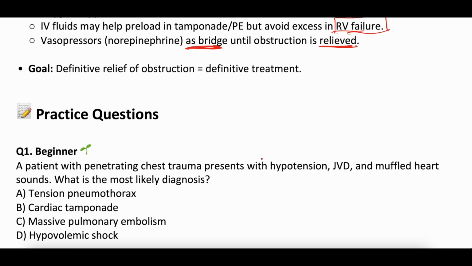Question 1, beginner level. A patient with penetrating chest trauma presents with hypotension, JVD, and muffled heart sounds. What is the most likely diagnosis? A, tension pneumothorax. B, cardiac tamponade. C, massive pulmonary embolism. Or D, hypovolemic shock. Pause it if you need to.